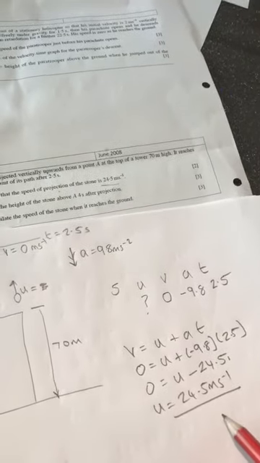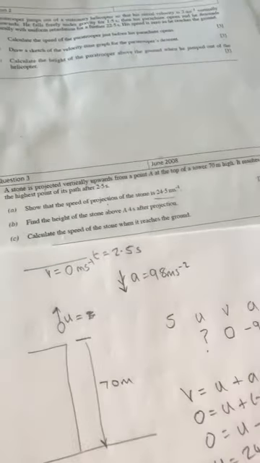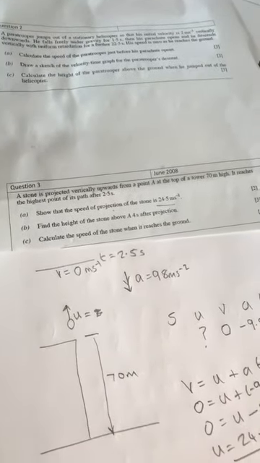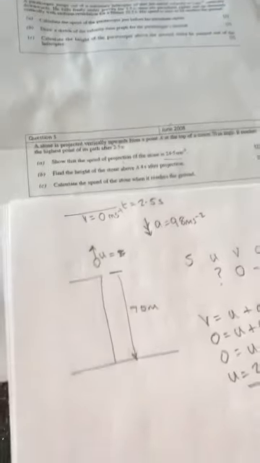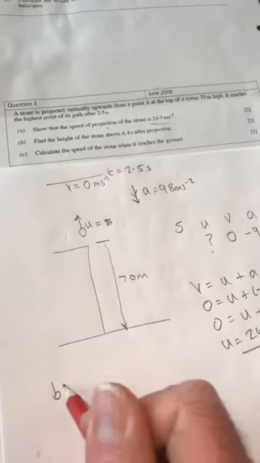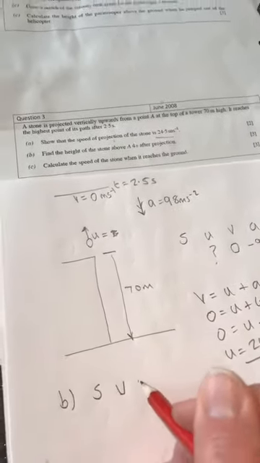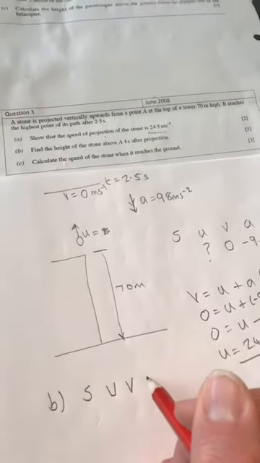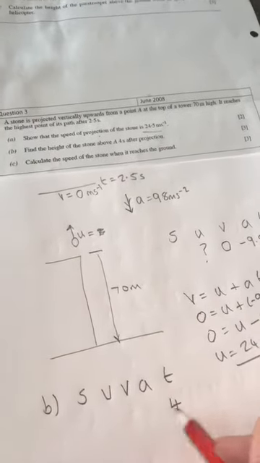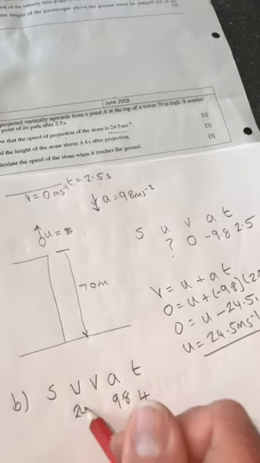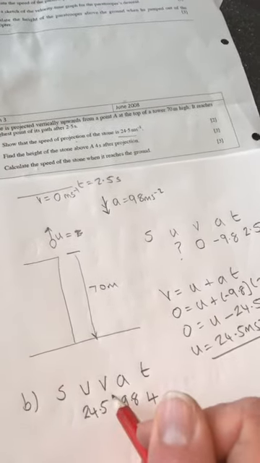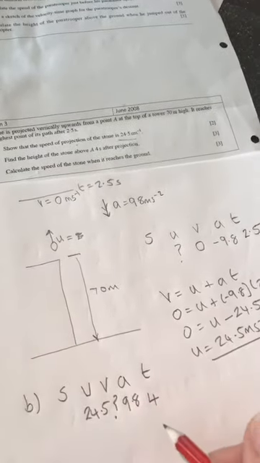It's hence proven without having to use any of the information you were initially given. Part B: find the height of the stone at 4 seconds after projection. So for part B, again, this is a SUVAT. We know that T is 4, A is minus 9.8, U is 24.5.